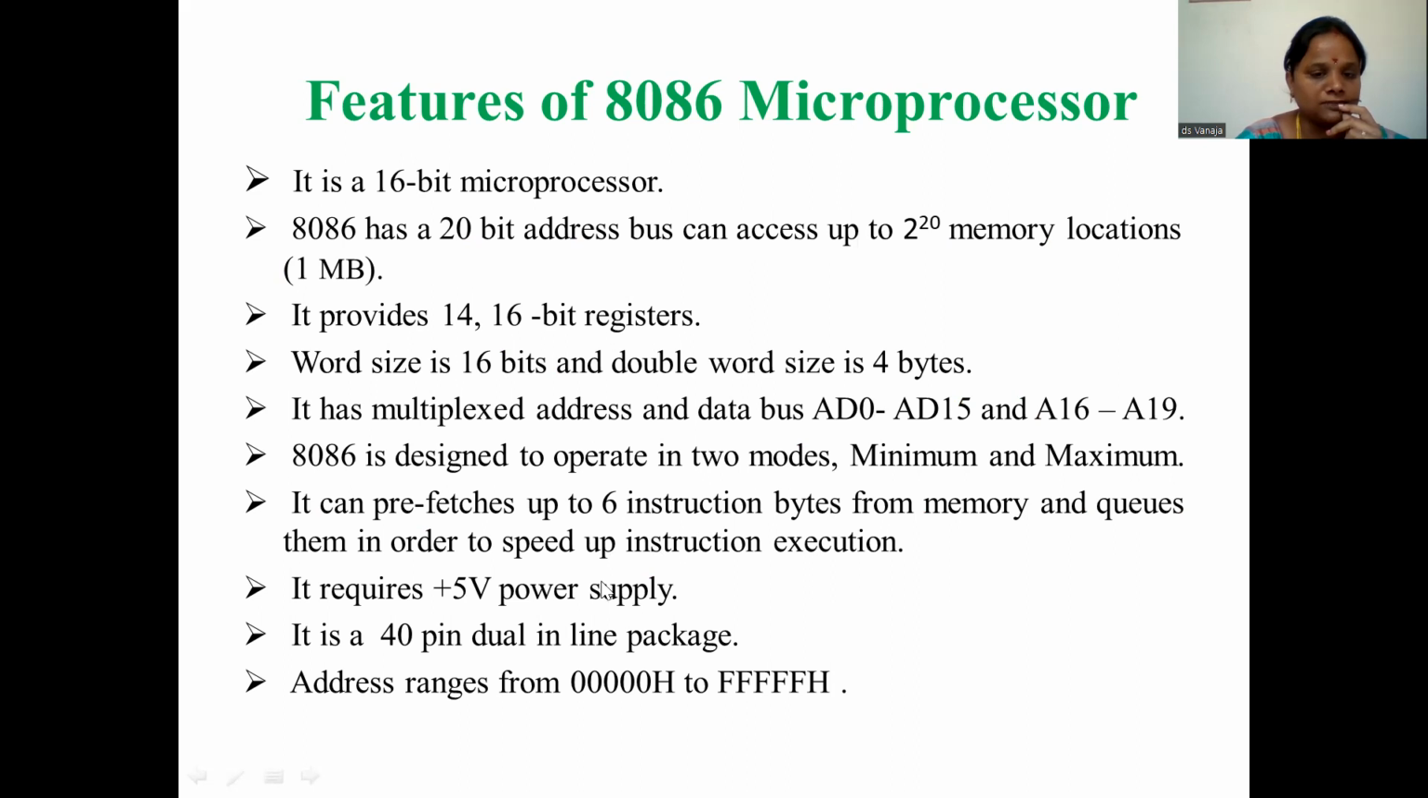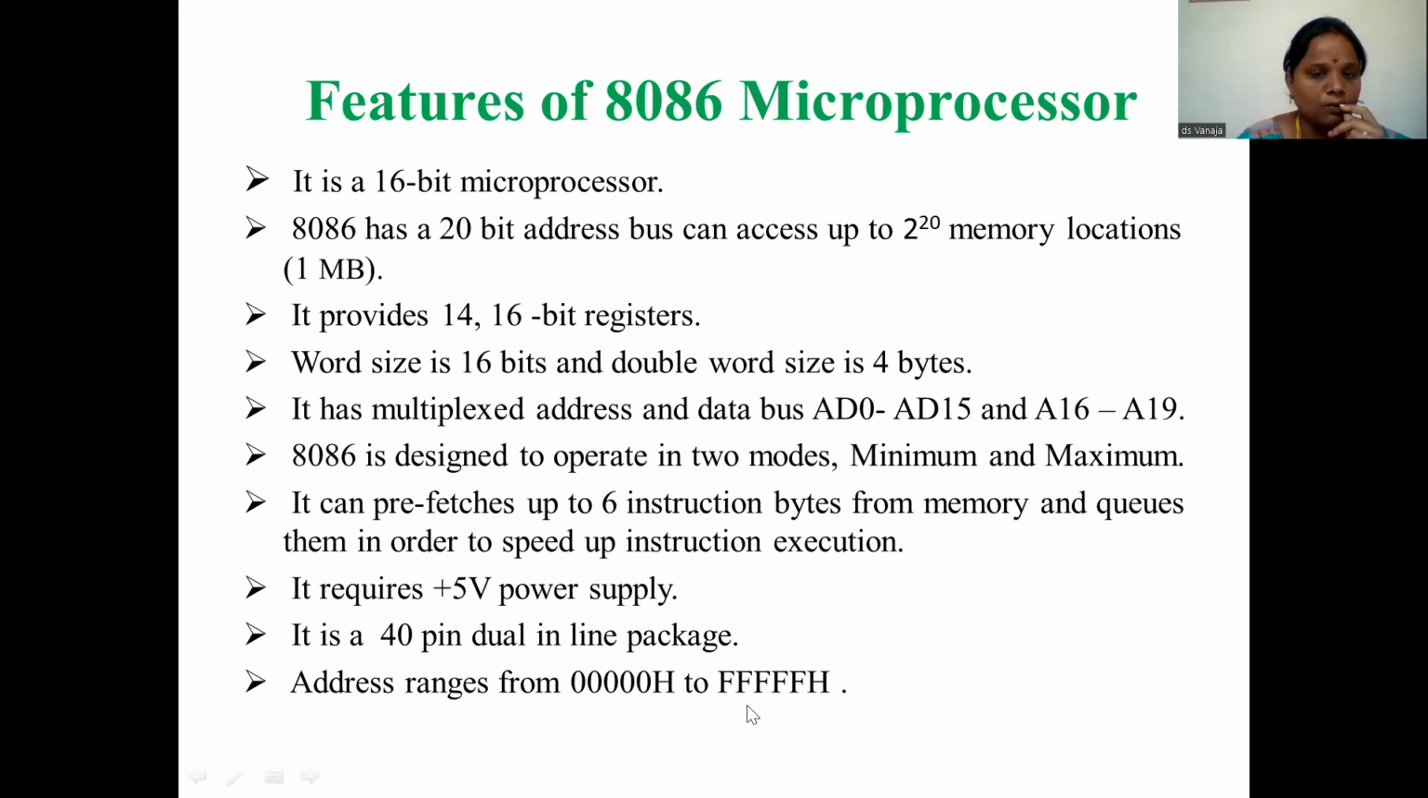It requires a plus 5 volts power supply, and the operating frequency of the 8086 microprocessor is 5 megahertz. It is a 40-pin dual-in-line package, and its address ranges from 00000H to FFFFFH. These are the features of the 8086 processor.